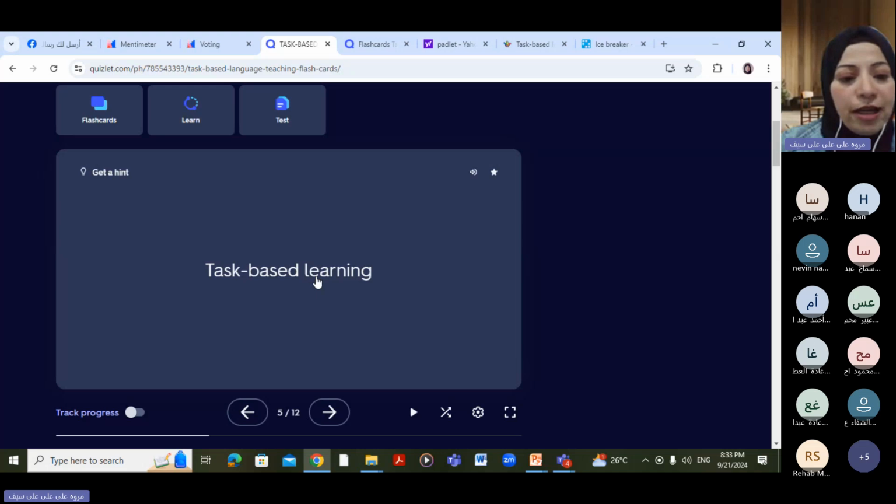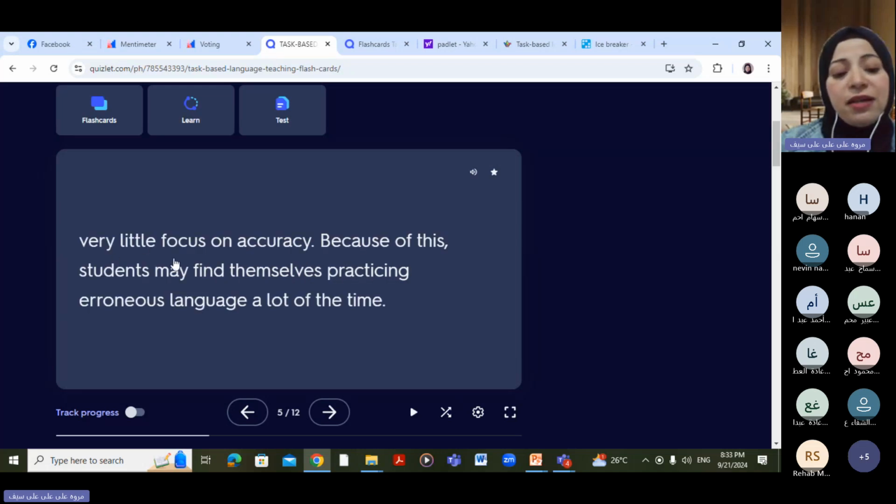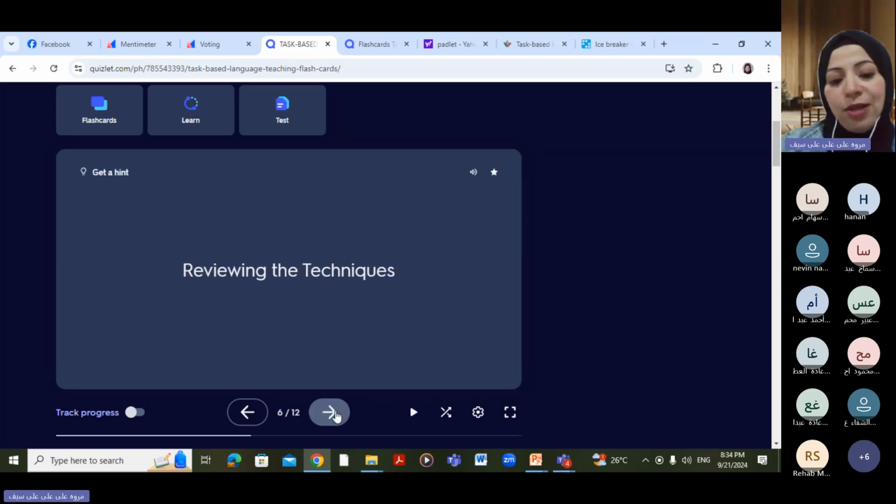And task-based learning has very little focus on accuracy because it concentrates on the speaking and writing activities, the production, and because of this, students may find themselves practicing incorrect language a lot of the time. So this is one disadvantage of task-based learning.